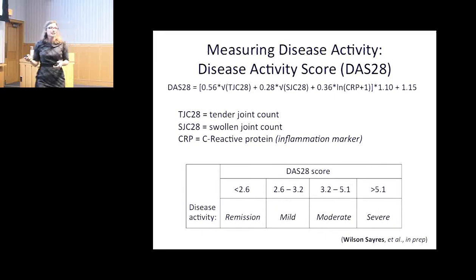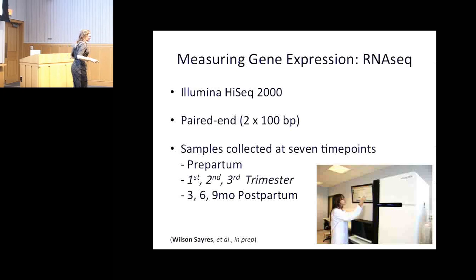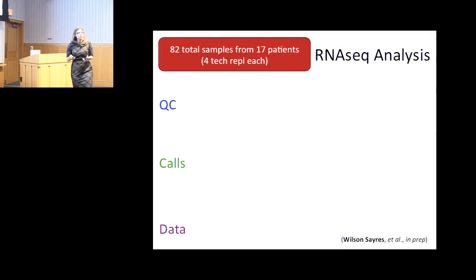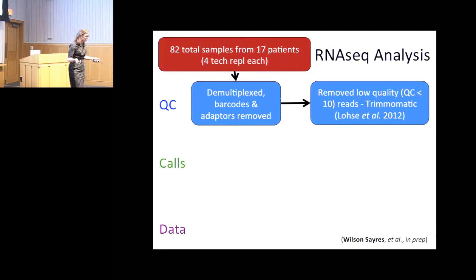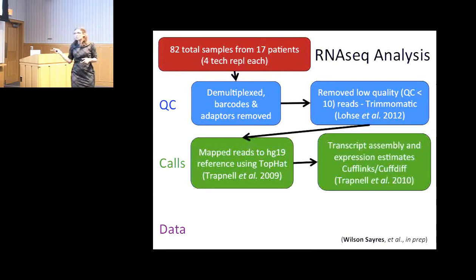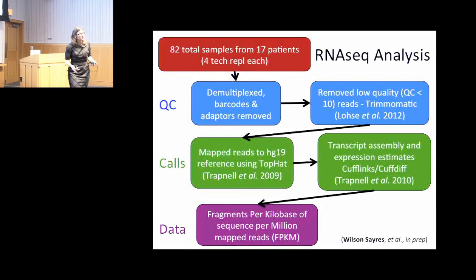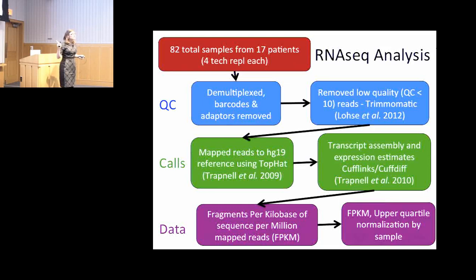So what we did, measuring gene expression. So here's where I came in. They used Illumina HiSeq 2000 paired end sequencing on samples prepartum, first, second, third trimester, and 3, 6, 9 months postpartum, and RNA-seq analysis. So we have a total of 82 samples with 4 technical replicates, and I had to demultiplex, remove the barcodes and adapters, trim the low-quality reads, assemble all of them, map them to the human reference genome, and call the transcripts. We get an output of the fragments per kilobase of sequence per million mapped reads, which is what we use as an estimate of the gene expression. I also upper quartile normalized these so that genes with a very low effect wouldn't get washed out by everything.